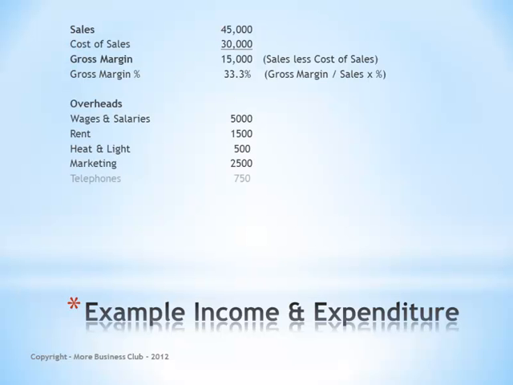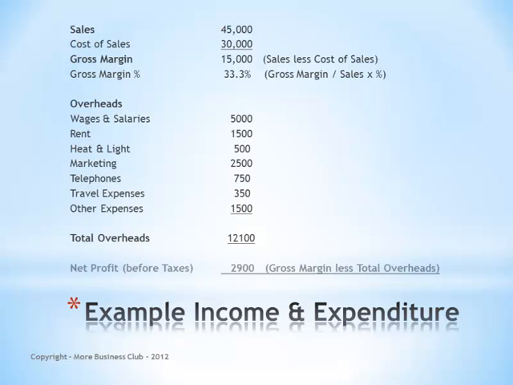Then we have the overheads, which are all the other costs of your business. In this example, I'm showing probably a reduced list compared to real life, but you can see the sort of things that are included. That gives you total overheads of 12,100. So for this particular month, we are making a profit before tax of 2,900, which is the gross margin minus the total overheads.